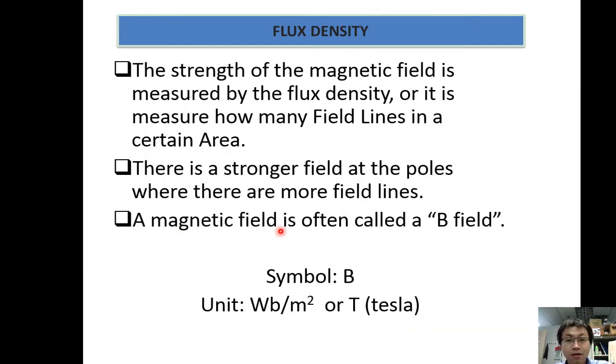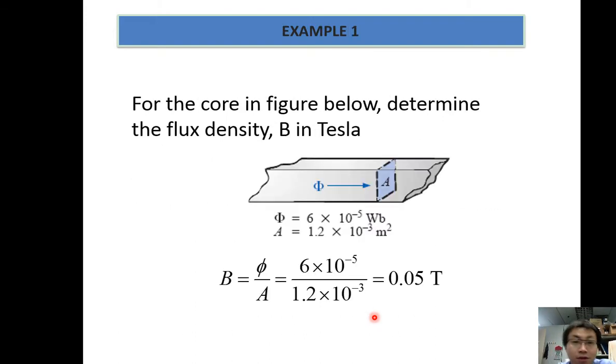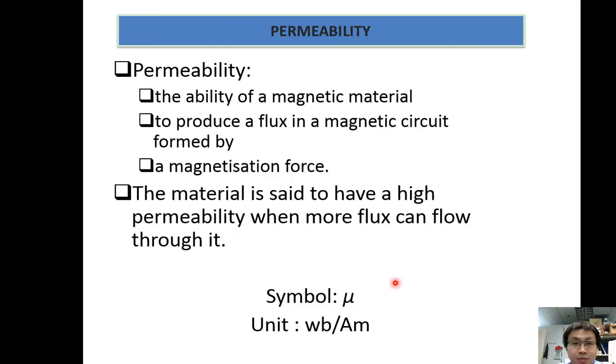A magnetic field is often called the B field, and the symbol is B. The unit is Weber per meter square, or Tesla. For example, for the coil in the figure below, determine the flux density B in Tesla. B is phi divided by A. Phi is 6 times 10 to the power minus 5, A is 1.2 times 10 to the power minus 3. So B equals phi over A, 6 times 10 to the power minus 5 divided by 1.2 times 10 to the power minus 3. So we have 0.05 Tesla.